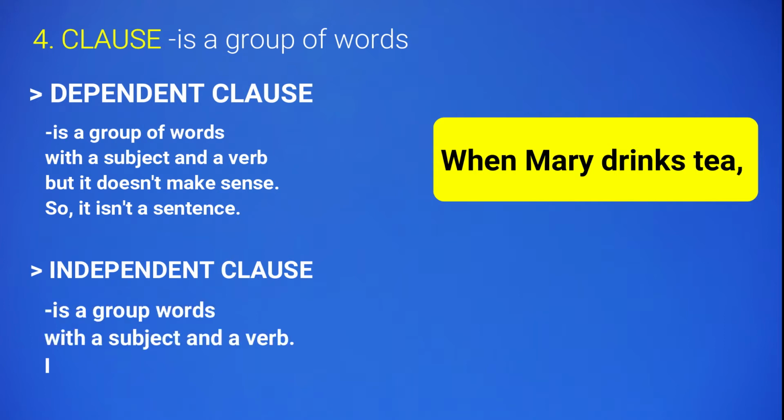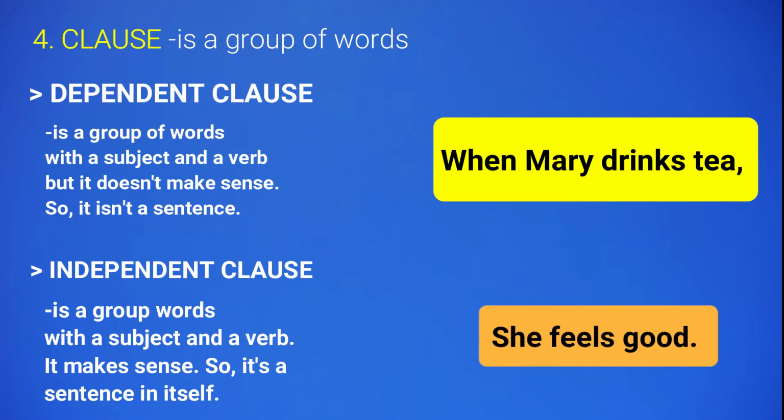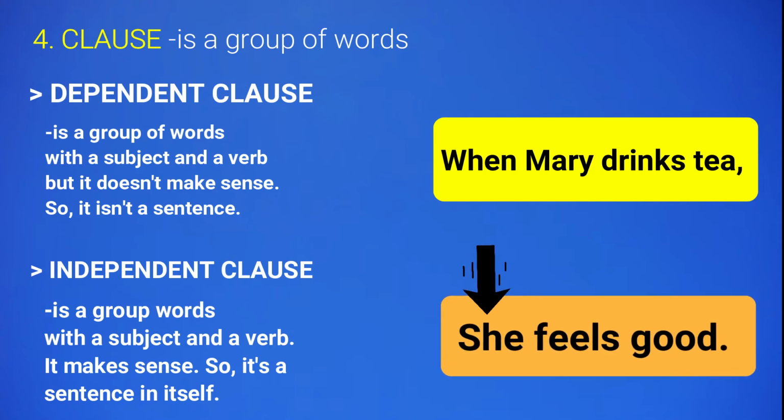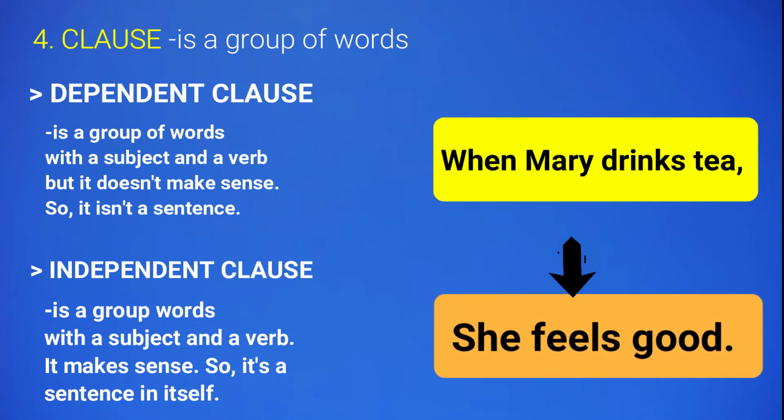Independent clause. It is a group of words with a subject and a verb that makes sense. For example, she feels good. The subject is she, the verb is feels, and good finishes the sentence. She feels good makes sense. We understand it, so this is a sentence. So, when a dependent and independent clause are put together, it goes like this. When Mary drinks tea, she feels good. Now, this is a sentence.